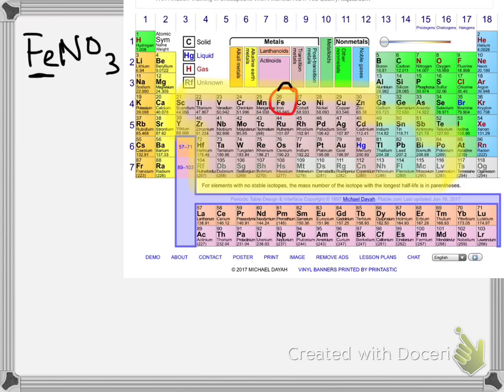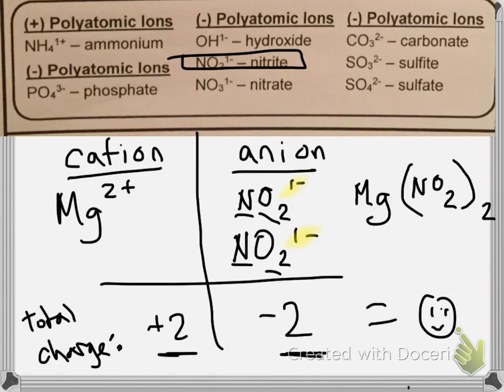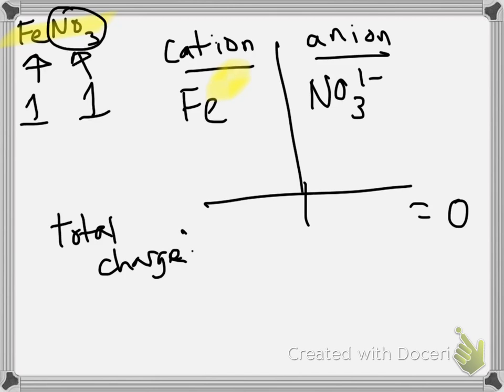Here we have iron. We know that that's going to be the cation because it's a metal. And we are trying to find out what the charge will be. And then we have NO3. So looking back at this chart, we can see that NO3 1- is nitrate, which means our anion is NO3 with a 1-. Notice that in this compound, we only have 1 iron, and we only have 1 NO3, one of those ions. So we have 1 NO3, which means our total charge for our anion is a -1.